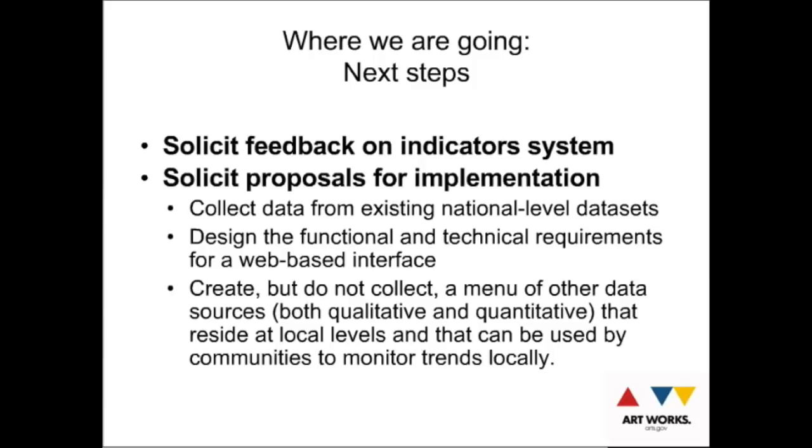So in the coming months, we're going to issue a solicitation for proposals that implement the next phases of this project. In this RFP, we're going to be seeking input on three key tasks, the first being to collect, annotate and organize the data from existing national level data sets for each of the indicators that we ultimately decide to include in the system. Next, we're going to design the functional and technical requirements for the web-based interface to make these data available. And lastly, we want to create a menu of other data sources, in this case both qualitative and quantitative, that reside at local levels and that have been used successfully by communities to monitor trends locally. These don't meet our criteria of being comprehensive and comparable across localities, but we think they can add a lot of value, and so we want to show that others have used them and provide a vehicle for people to explore options that may work in their own communities.